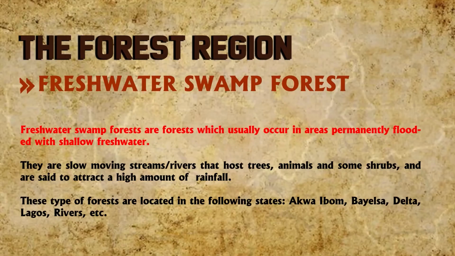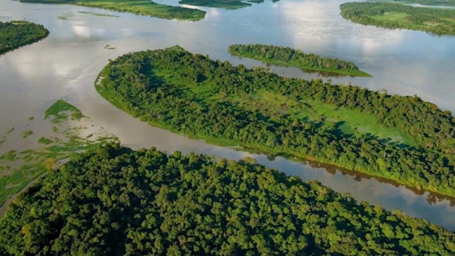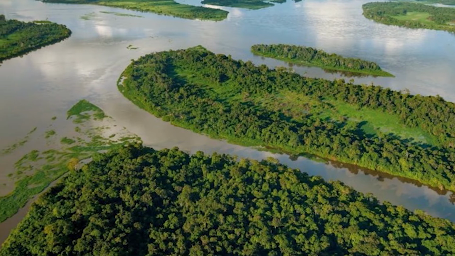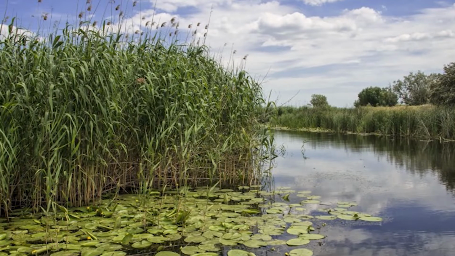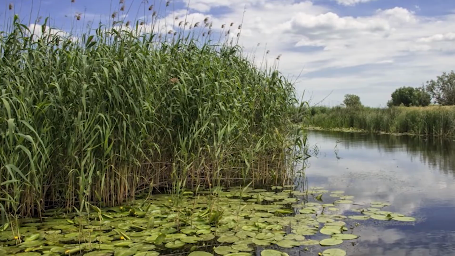The next rainforest we have is the freshwater swamp forests. Freshwater swamp forests are slow-moving streams or rivers that host different trees, animals, and plants, and these areas are also characterized by a high level of rainfall. We can find this type of forest in areas like Akwa Ibom State, Lagos State, Rivers State, and so on.